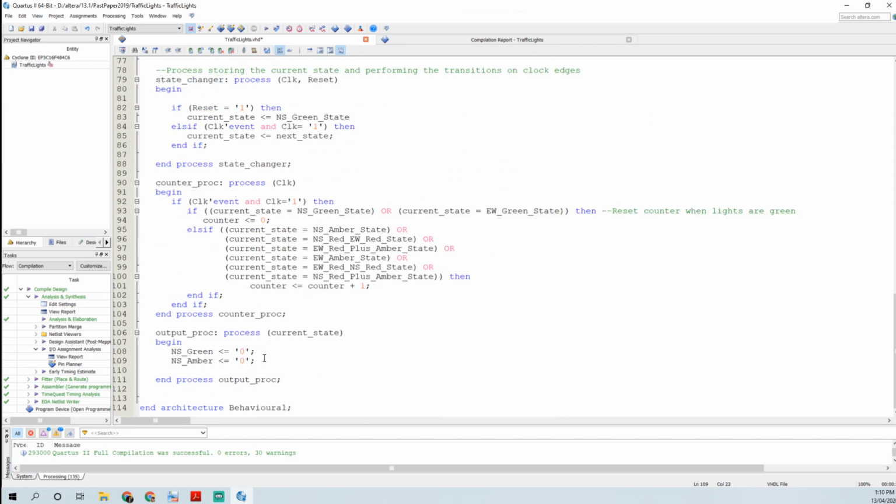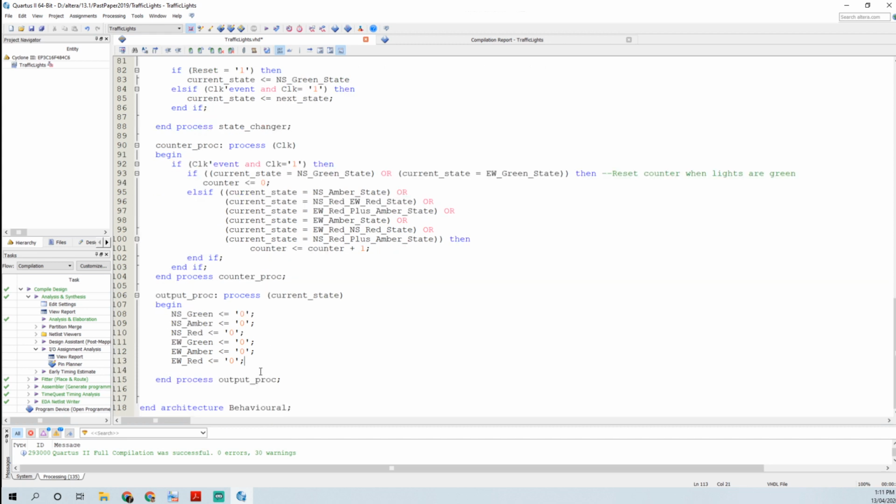Okay, north, south, green, north, south, amber, north, south, red, east, west, green, east, west, amber, and east, west, red. Right, then the next thing left for us to do is to determine the outputs based on the state that I'm in. And of course, I can use a case when statement for this.